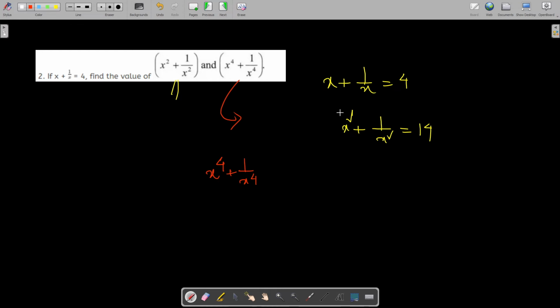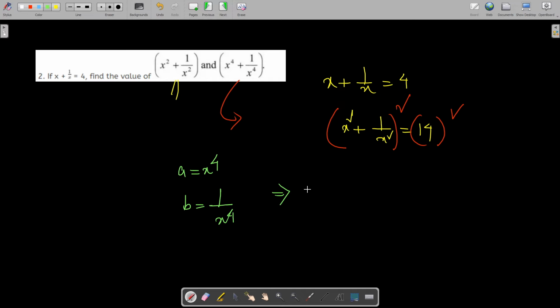Now how can we do that? What if we square this one? Now what are we getting? Again, it's the (a + b) whole square formula, but the a and b are changing. In this case, the a is x square, and b is 1 by x square. Okay, now if we square it, what are we going to get?